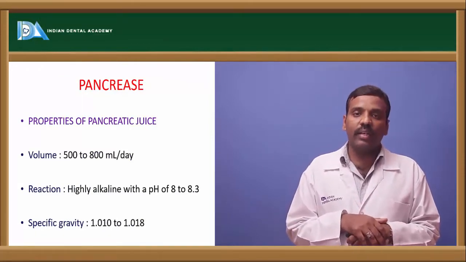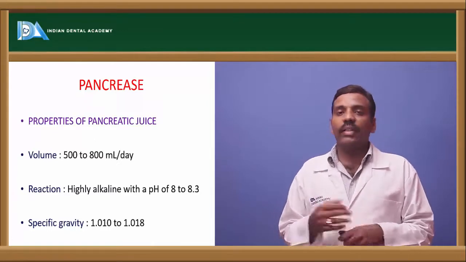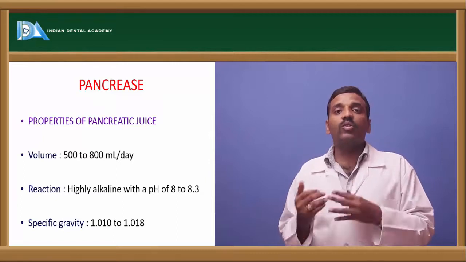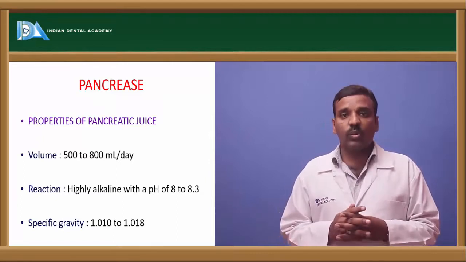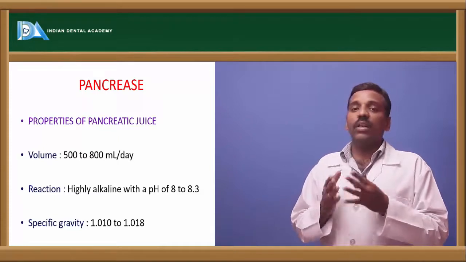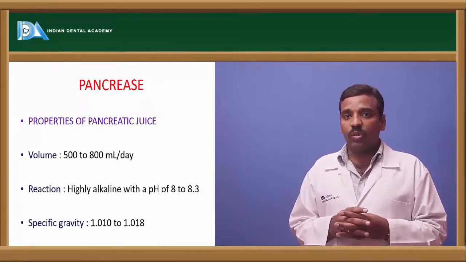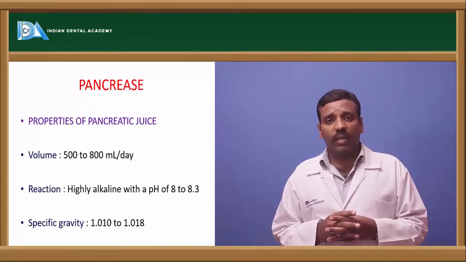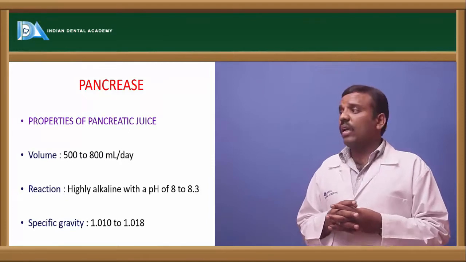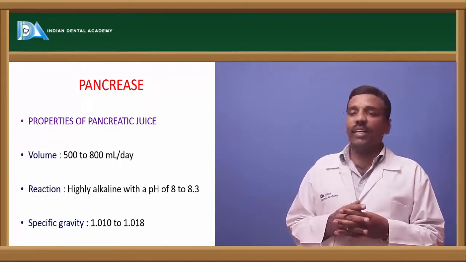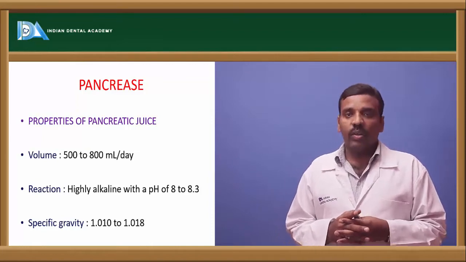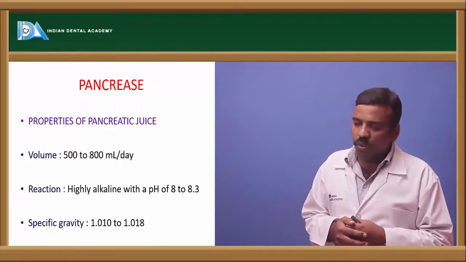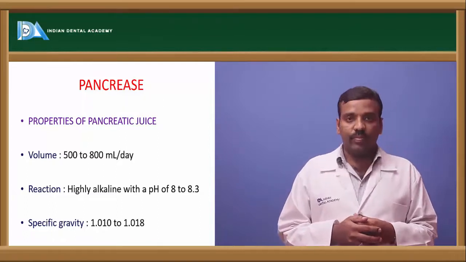The pancreas is an organ present just below the stomach, and it also secretes a juice like the gastric juice, called pancreatic juice. If you see the properties of the pancreatic juice, the volume is about 500 to 800 ml per day. It is highly alkaline, the pH is about 8 to 8.3, and the specific gravity or density is about 1.10 to 1.18.